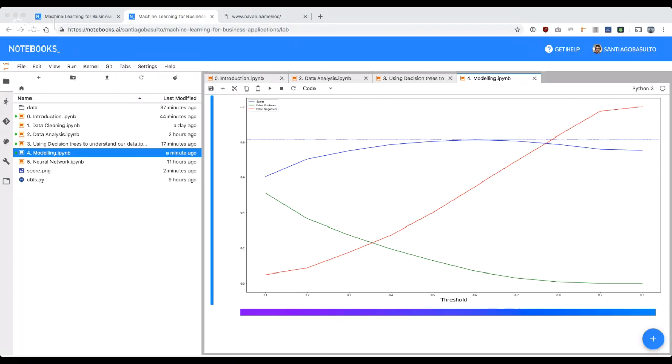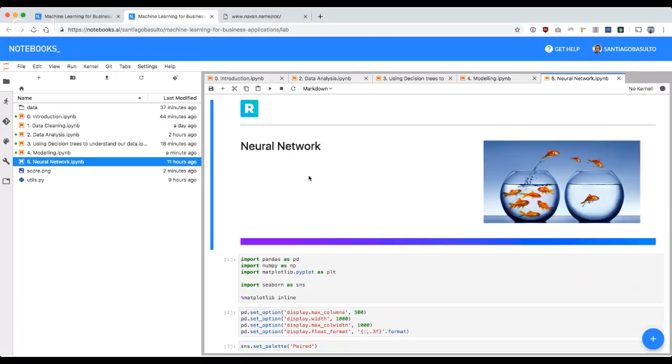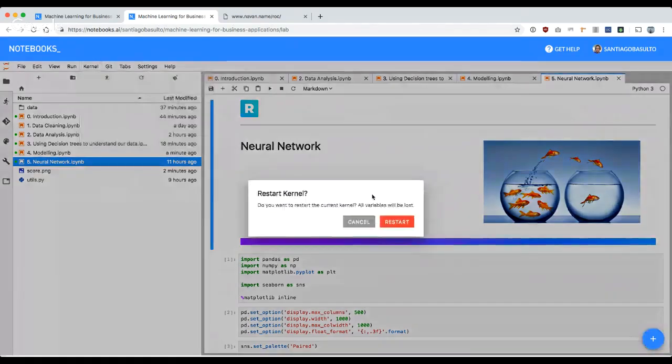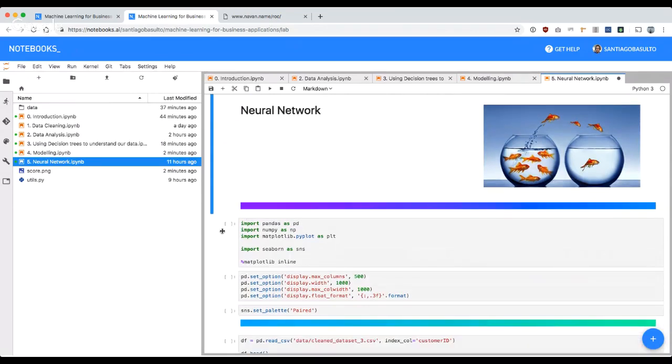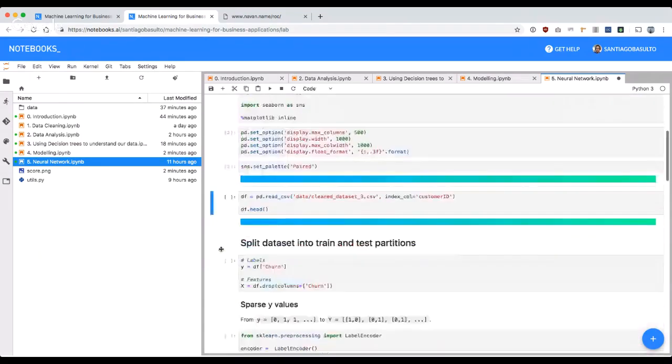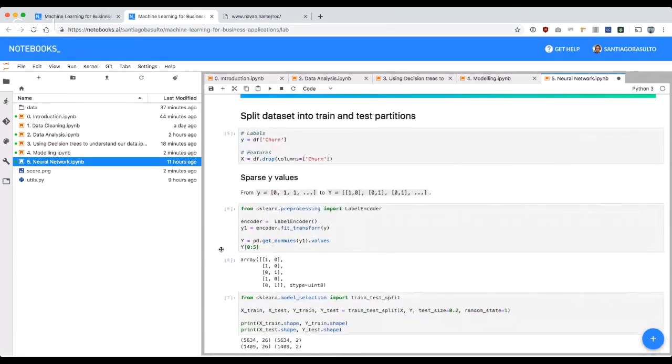Okay, so let's move forward. We are now going to check how a deep learning model is going to affect all this. You're going to find that a deep learning model usually requires a little bit of tuning. So it's not something we're going to get to right now, but still, we want to show you how it will work.